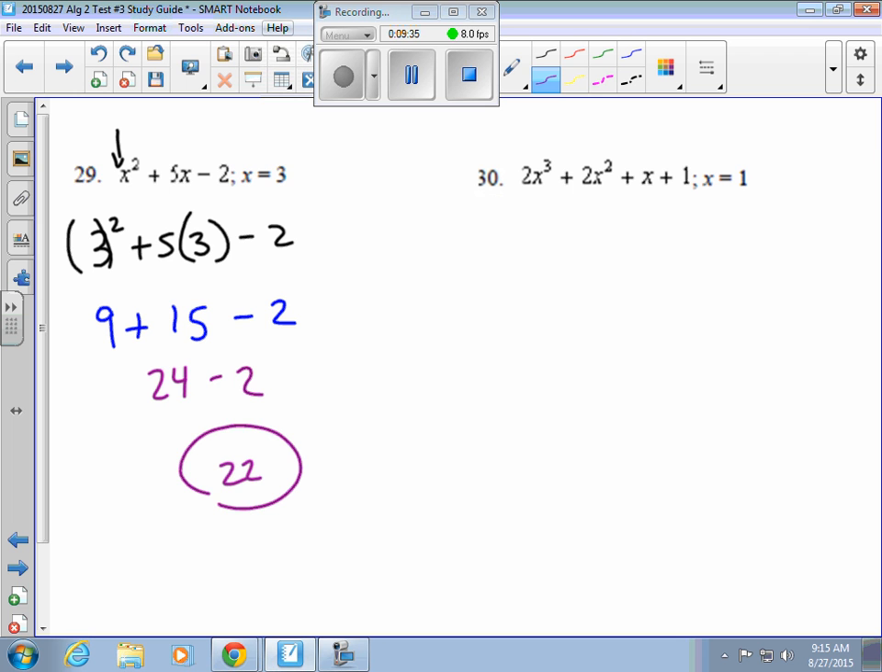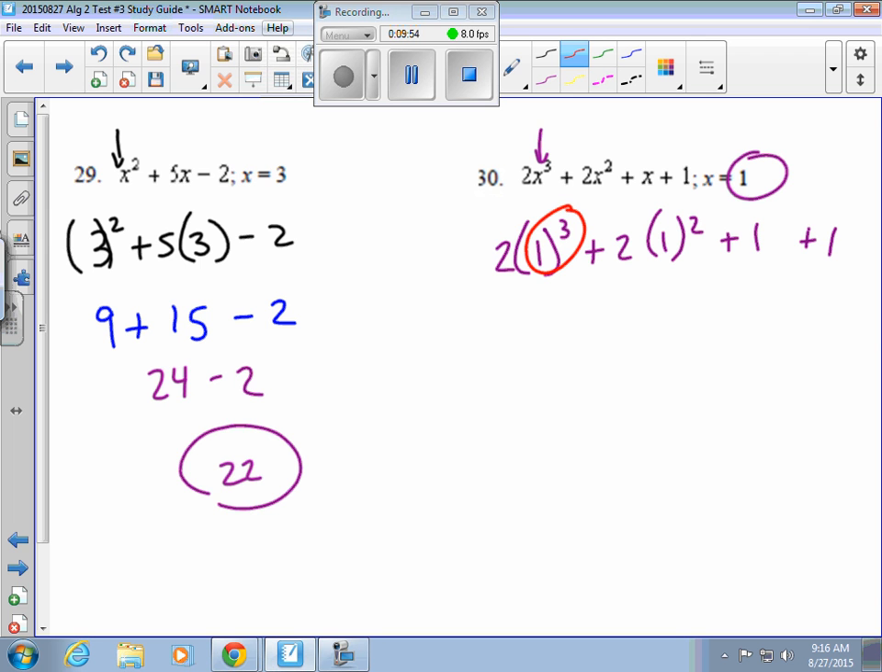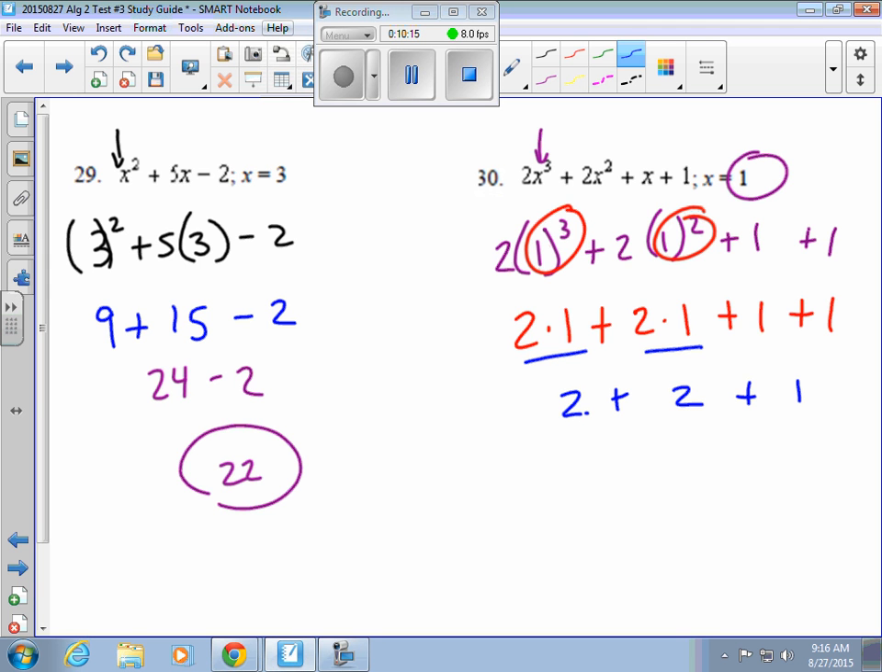30 says 2x to the third power, cubed, plus 2x squared plus x plus 1 when x's value is 1. That makes it a whole lot easier. 2 times 1 cubed, I should say, plus 2 times 1 squared plus 1 plus 1. Doesn't matter how many times you raise 1 to a power. 1 times 1 an infinite amount of times will still be 1. So it'll be 2 times 1 plus the same thing here, 2 times 1 plus 1 plus 1. All this nonsense just gives you 2 plus 2 plus 1 plus 1. And then 2 plus 2 is 4, 5, 6 for that one.